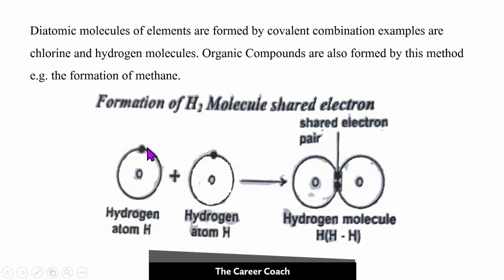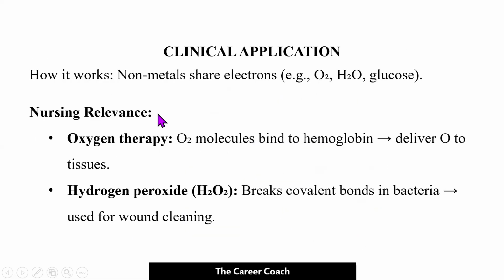So before the bonding, hydrogen exists as a lone pair. Two molecules of hydrogen will combine to form hydrogen gas. But they are not transferring electrons, they are sharing the electron. You can see that two of them now combine. Here, shared electron pair, hydrogen molecules are formed.